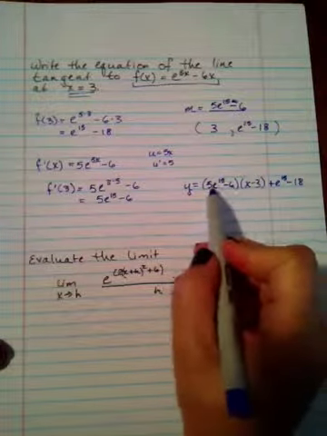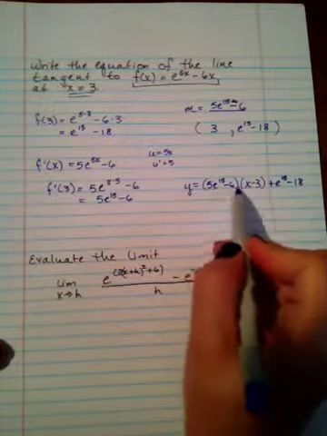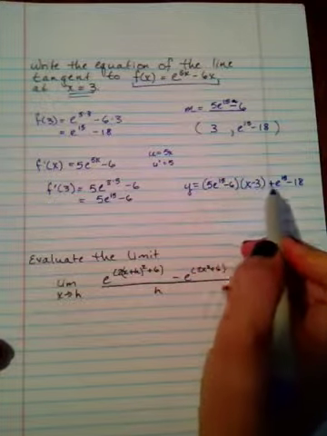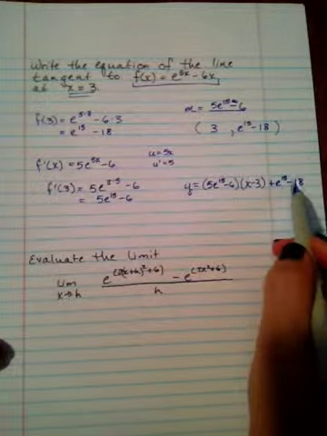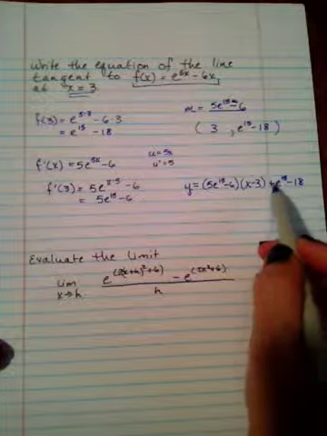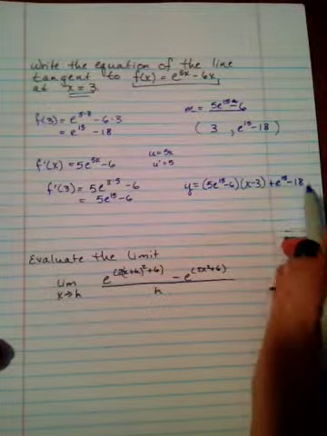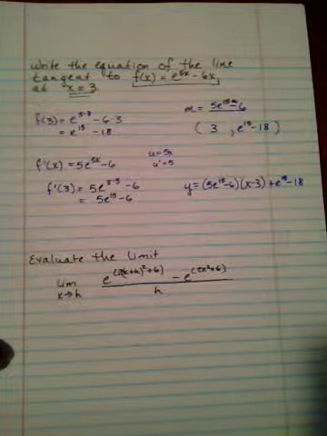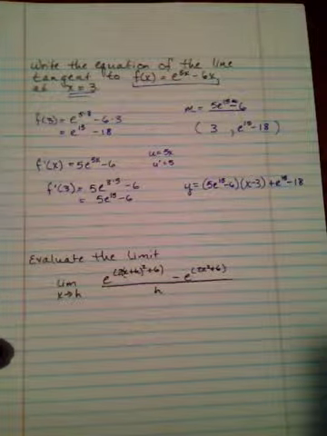You have to have parentheses around this because I'm taking the entire slope and multiplying it by x minus 3. I don't need parentheses here because I'm just adding it in. If I was subtracting something, I would have a minus and then I would have parentheses around it. But that is the equation of your tangent line.